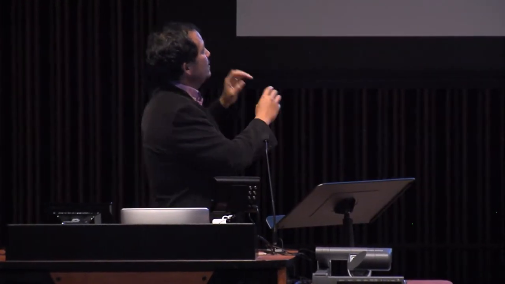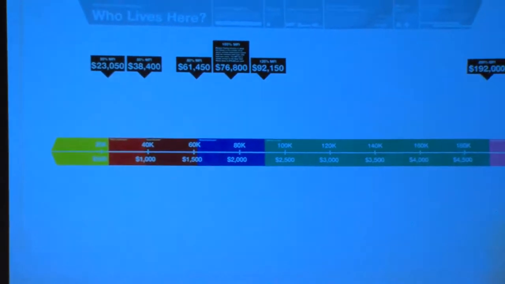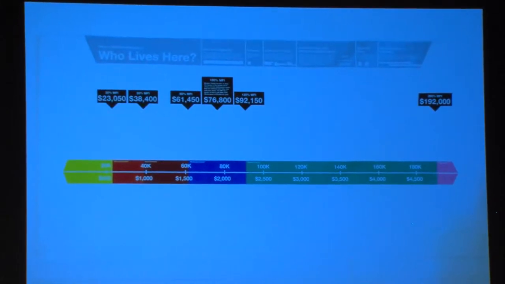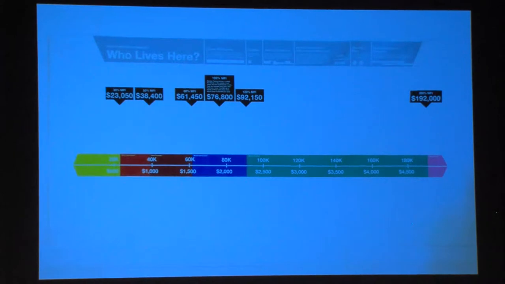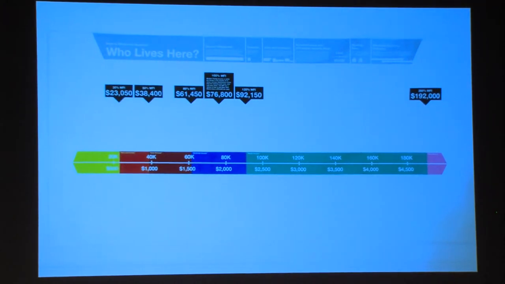At its heart, this project is one visual tool. On the top you have incomes going from 20K to 180K. On the bottom you have the translation of what that means in terms of your housing cost burden per month. So divide 100K by 12, multiply that times 0.3, and you get 2,500. A person making $100,000 a year can afford to spend that much money on rent. Are people following?